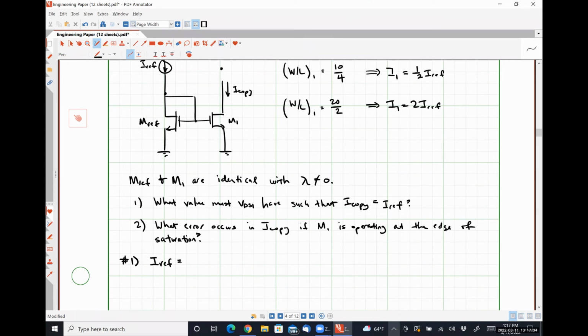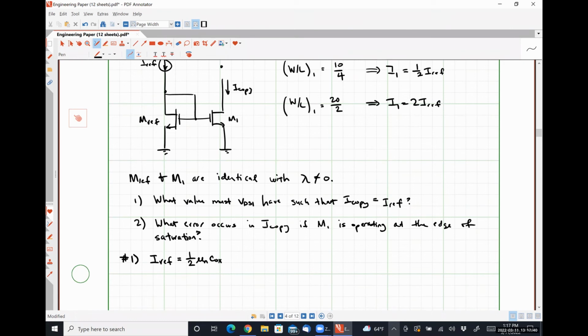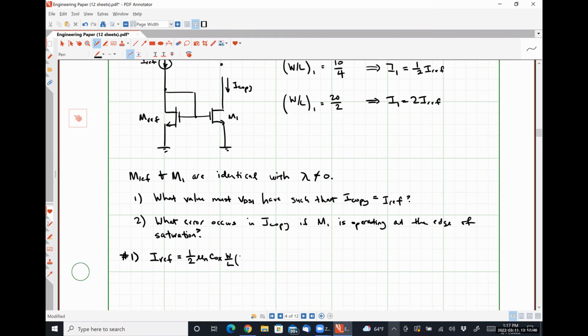IREF is going to be equal to 1/2 μn Cox W over L, VGS minus VTH squared, times 1 plus lambda VGS, where VGS is the gate source voltage for literally both of our transistors, so I'm not going to bother calling it VGS1 and VGS2.